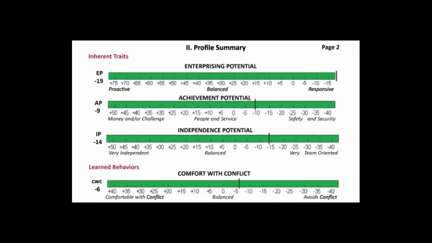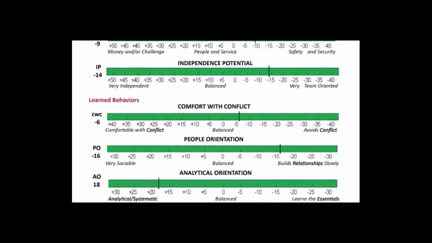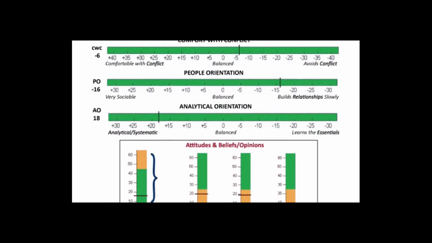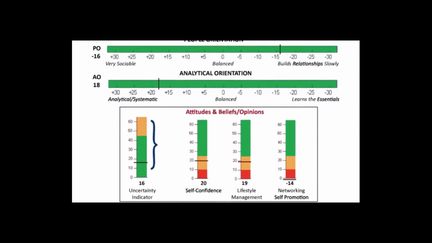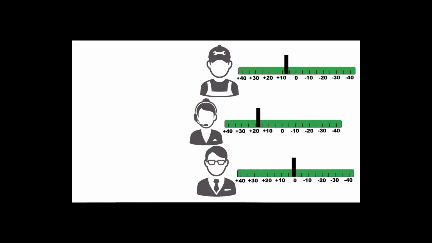So how does this relate to your profile? You'll see on your profile that different traits, behaviors, and attitudes are measured, like your independence potential and comfort with conflict, among others. The information is displayed on a scale by where your traits are marked between two extremes with a certain number. Over the last 30 years, the Self-Management Group has measured these traits and behaviors among people who have been successful in their careers.